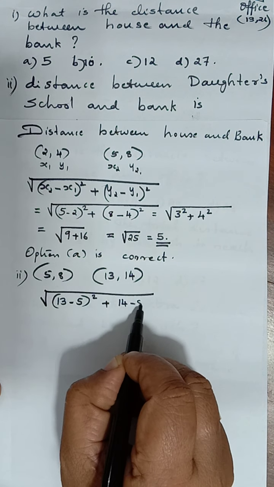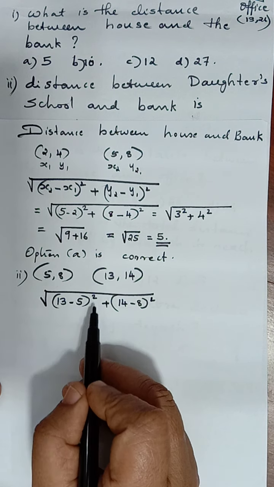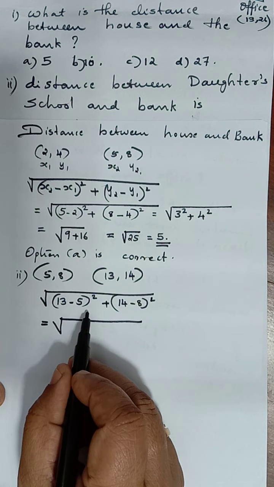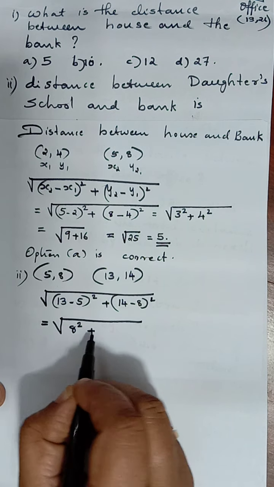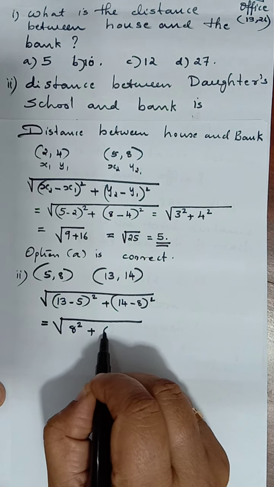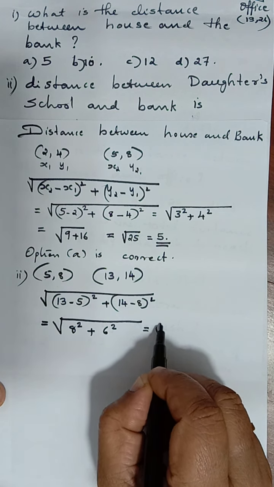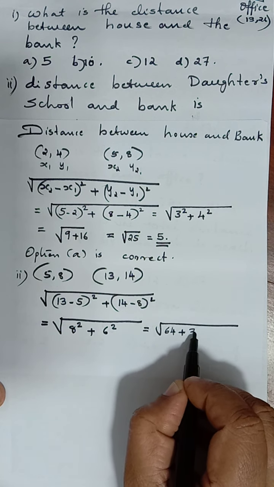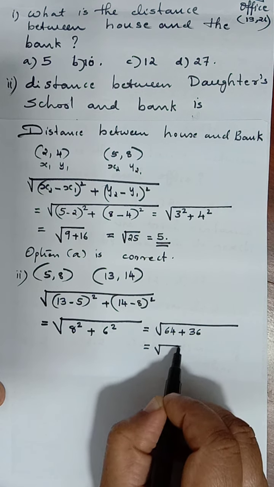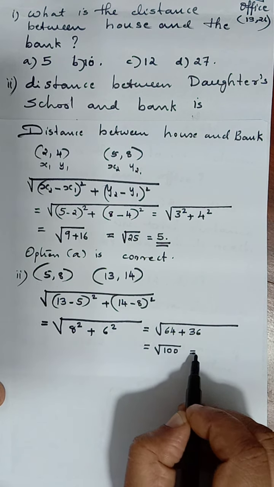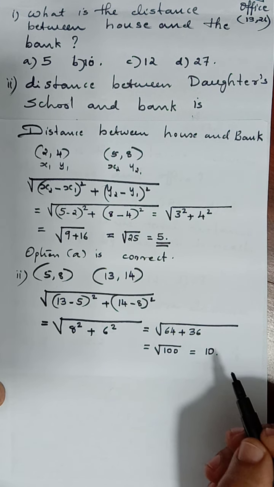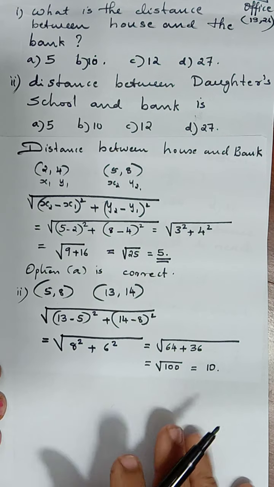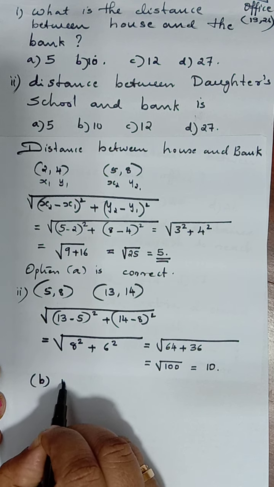Plus (y2 minus y1) whole square. So, (x2 minus x1) whole square plus (y2 minus y1) whole square under this root. So, this is equal to square root of 13 minus 5, that is 8 square, plus 14 minus 8. Isn't it 6? 6 square. So, it's equal to 8 square, 64, 6 square, 36. So, it is square root of 100. Square root of 100 is equal to 10. That is answer 10. Let us check for the answer. Option B is correct. It is 10. Option B is correct.